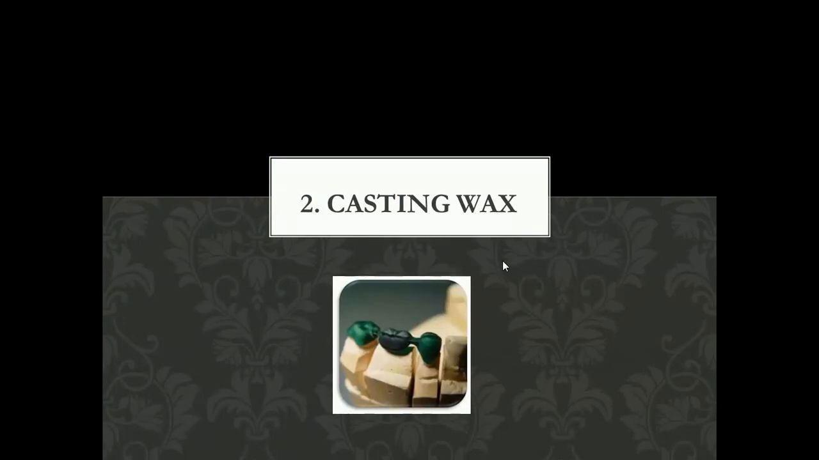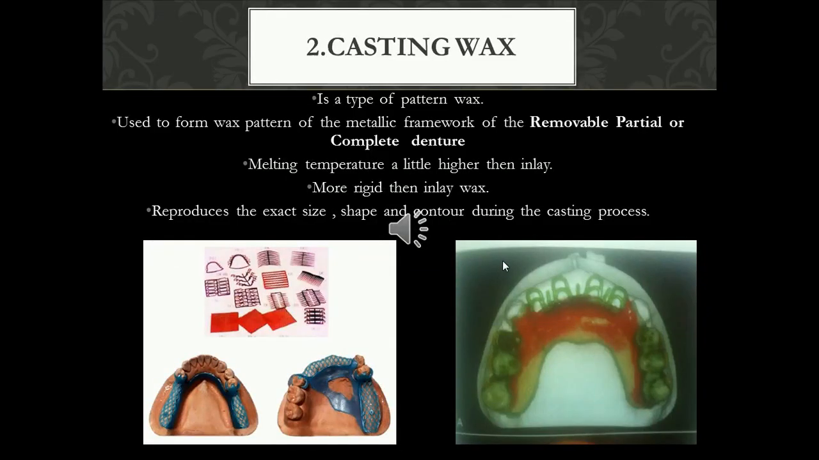Moving on to the casting wax. Now, casting wax is basically a type of pattern wax, and it is used to form the wax pattern of the metallic framework of removable partial or complete denture. The key word is the metallic framework. Wherever we have to make any kind of metallic part for removable or complete denture, we use casting wax.